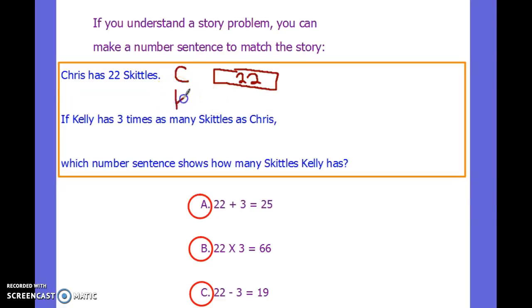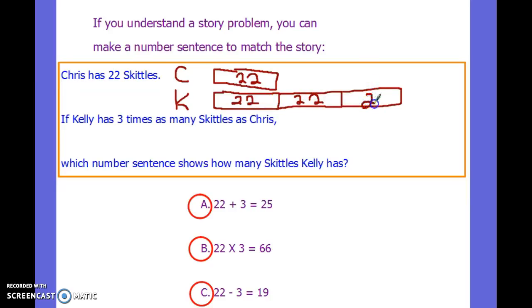So if Kelly has 3 times as many Skittles as Chris, that basically means she didn't just buy 1 bag of Skittles. She didn't just buy 2 bags of Skittles. She bought 3 total bags or groups of Skittles, and within the bag or the group, we have 22 Skittles in each. So that's 22 plus 22 plus 22, and we know that repeated addition is nothing more than multiplication, which means out of these 3 choices, 22 times 3 equals 66 is the number sentence that would show me how many Skittles Kelly has.